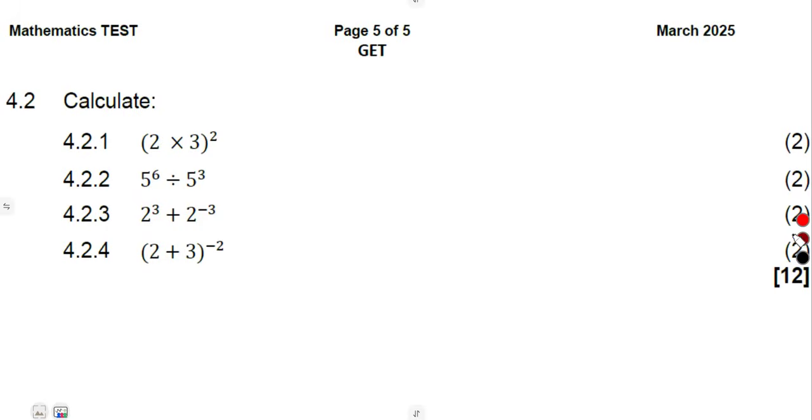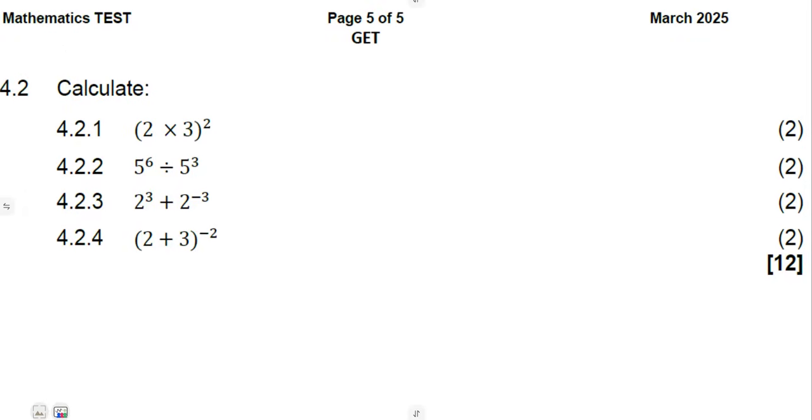Just like that. 4.2. Calculate the value of this. 4.21. 2 times 3 squared. All right. What is 2 times 3? That is 6. So we've got 6 squared. 6 times 6, which is 36. All right.